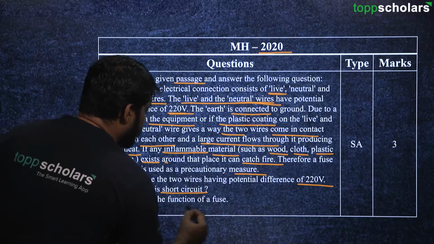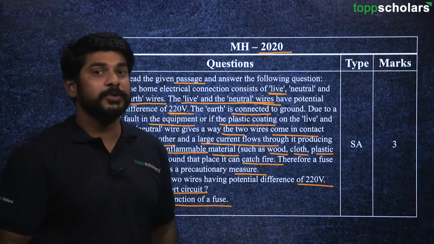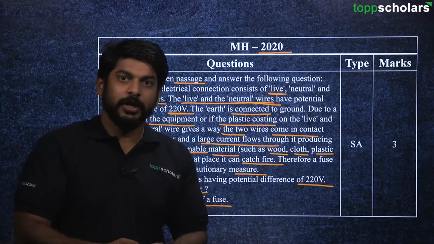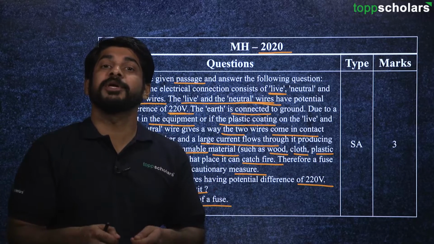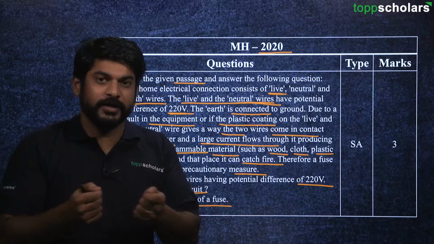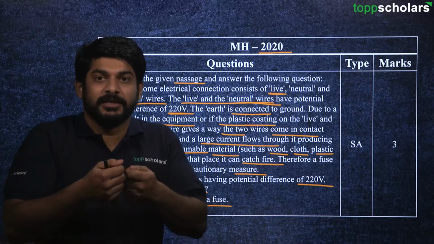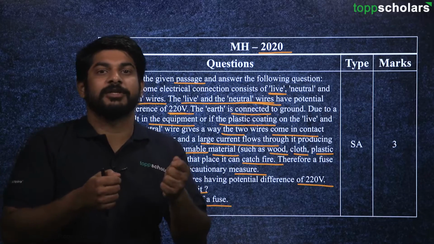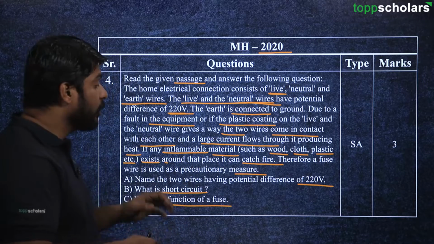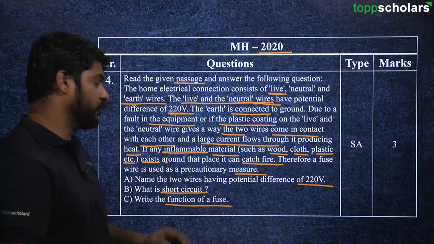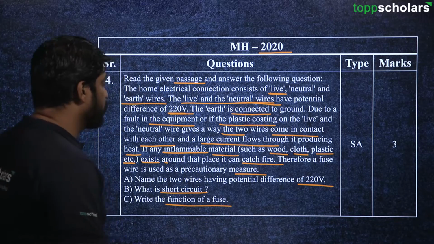And then write the function of a fuse. As we know, a fuse is generally used in our households to protect our electrical appliances from a short circuit or from an overflow of current. Whenever the current becomes very large, to protect our electrical appliances from getting damaged, we use a fuse. So that is the purpose of a fuse.